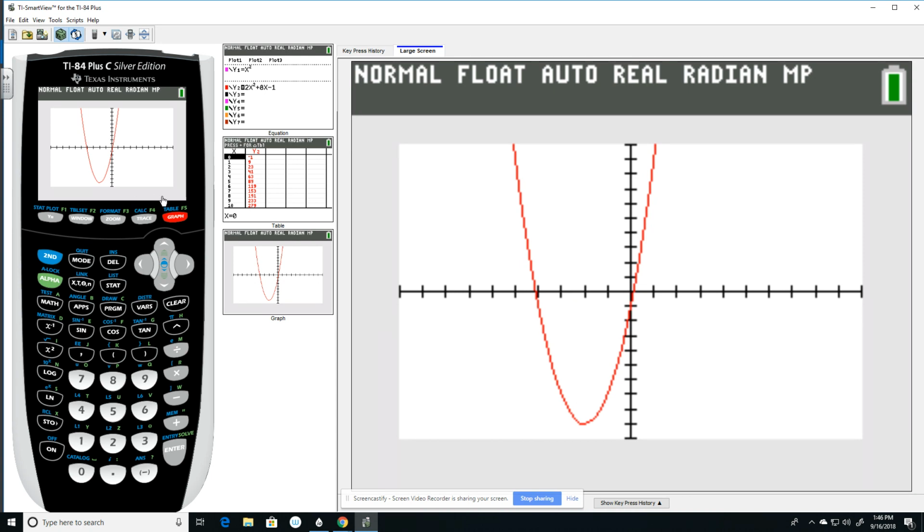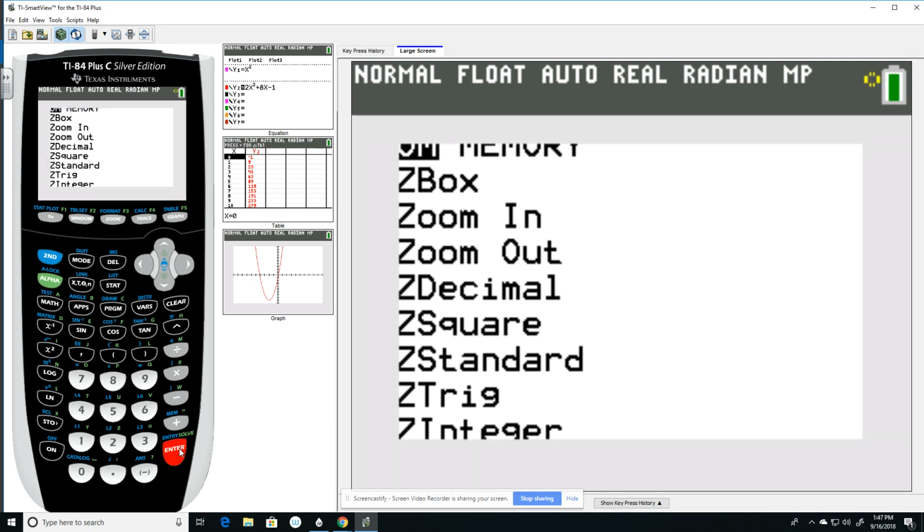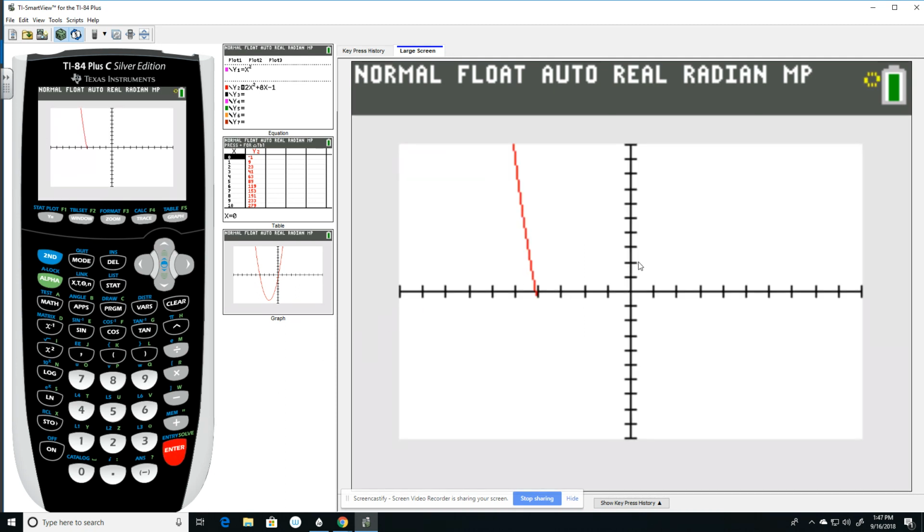A few recommendations. This zoom button right here. If I click zoom, and this is in your notes as well, zoom 6 right here, Z standard. If I choose that option, if I go down to Z6, whoops, sorry, I got a little ahead of my buttons. If I hit enter on that, it usually will give me the graph that I want. What that basically does is it gives me 10 tick marks up, 10 to the right, 10 to the left, and 10 down.